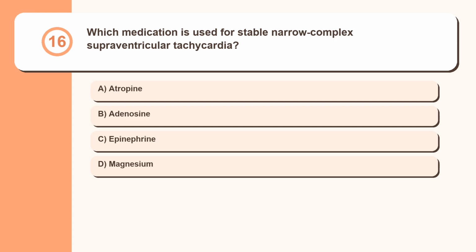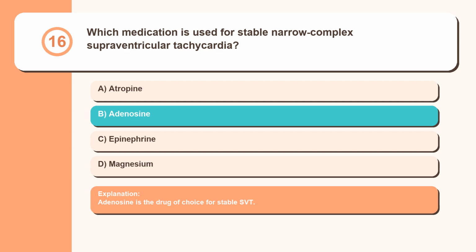Question 16. Which medication is used for stable narrow-complex supraventricular tachycardia? Atropine, adenosine, epinephrine, magnesium. Adenosine is the drug of choice for stable SVT.